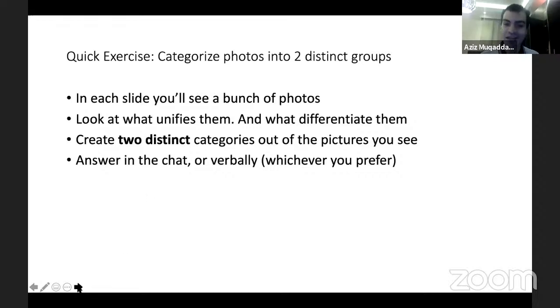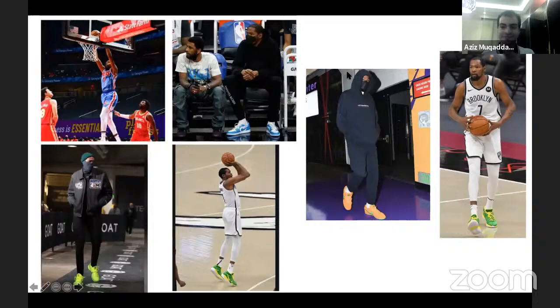All right, so let's start. So here are the pictures. Tell me two categories.